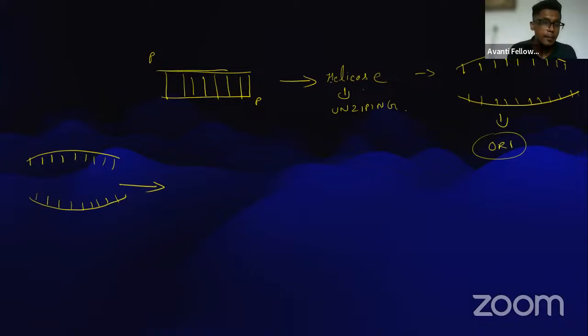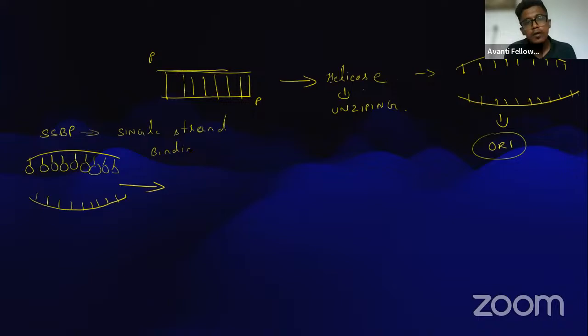So that is why, to stabilize this, some special proteins come and these special proteins are called SSBP. What is our SSBP? SSBP is called single strand binding protein. Got it? So this single strand binding protein will come and attach to the open nucleotides and it will stabilize them.